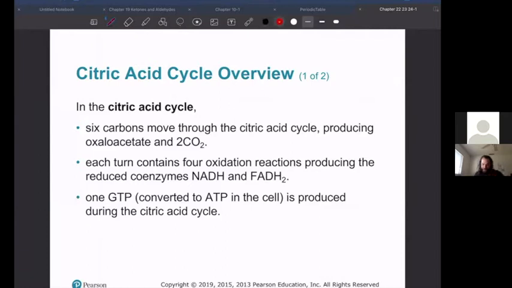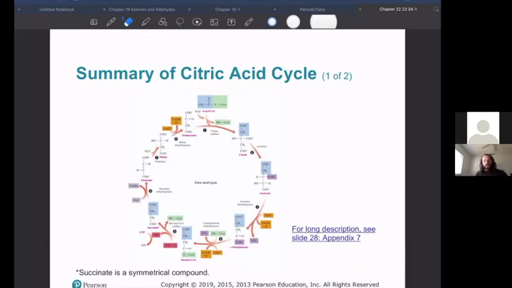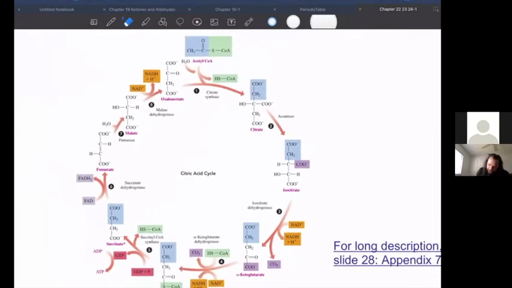Importantly, 6 carbons move through the citric acid cycle, producing 2 molecules of CO2. That's each turn of the citric acid cycle. We'll see it's a cycle here. We also have 4 oxidation reactions, which will produce this NADH and FADH2, and then it directly produces 1 molecule of GTP, which is quickly converted to ATP. So we say that there's a direct production of energy in the citric acid cycle of 1 ATP. Let's take a look at the citric acid cycle here.